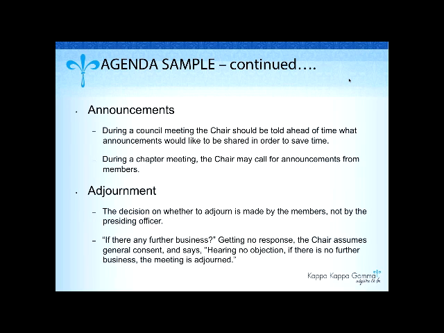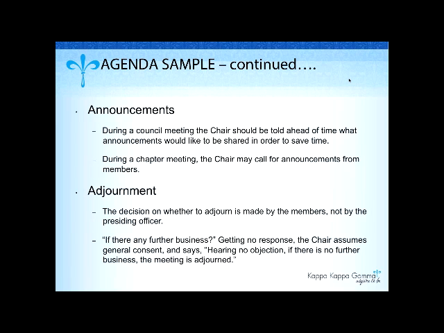And speaking of ending, adjournment. To adjourn is actually considered a privileged motion. So the chair herself can't simply adjourn her own meeting without first asking for consideration. And, you know, I've actually been guilty of this one myself.